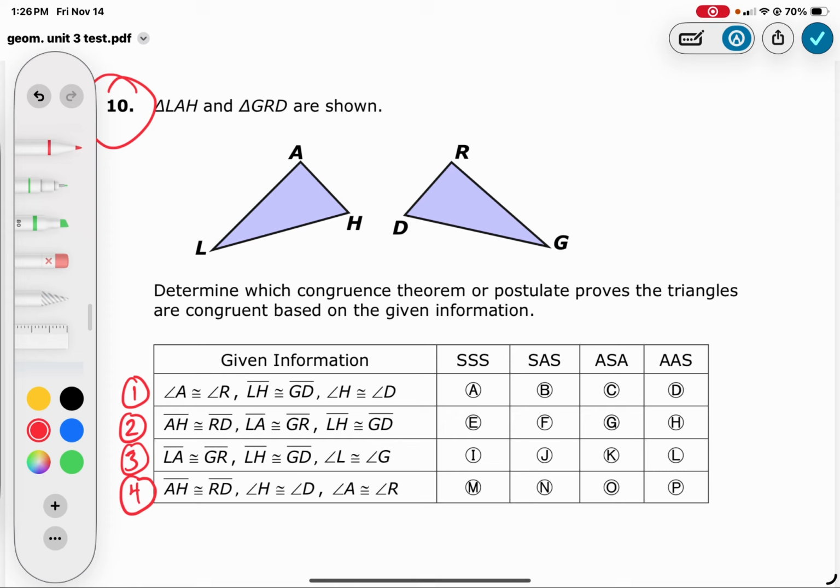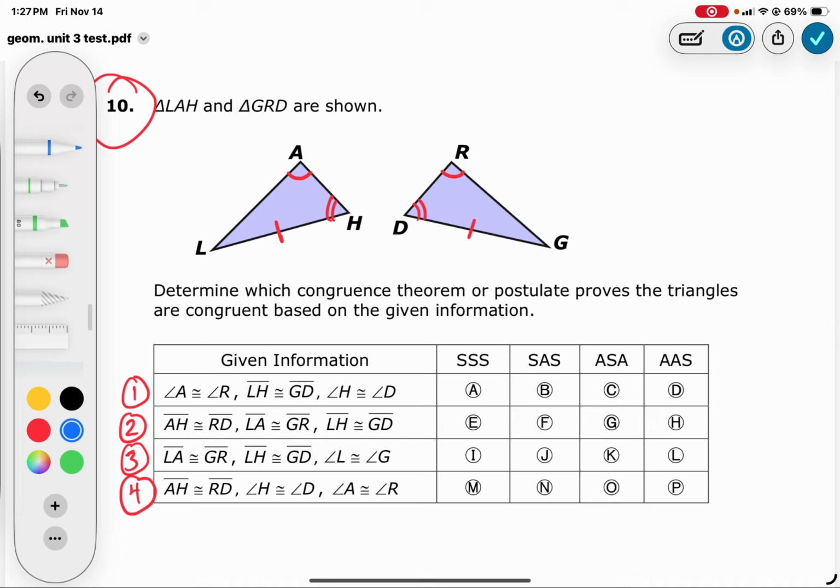So it says angle A is congruent to angle R. So angle A is congruent to angle R. And then segment LH is congruent to segment GD. And then it says angle H is congruent to angle D. All right.